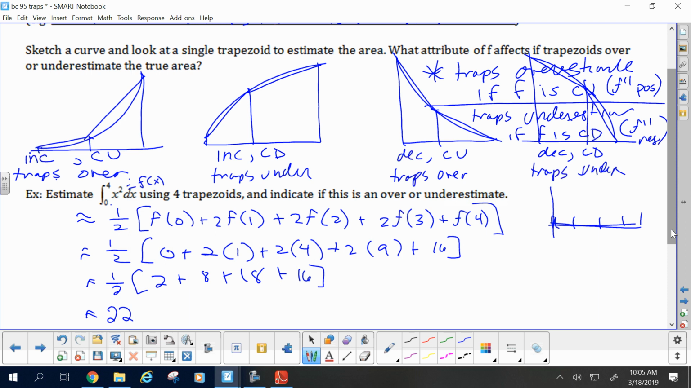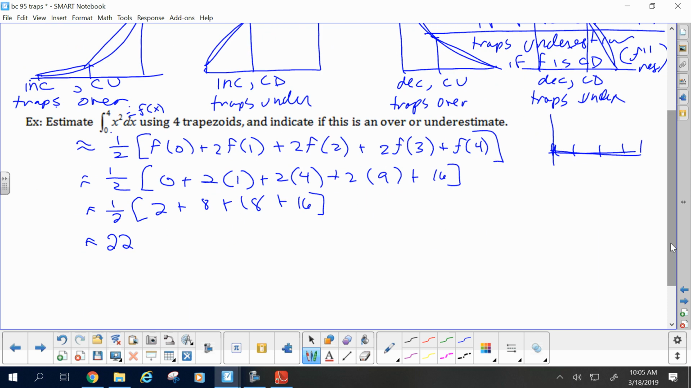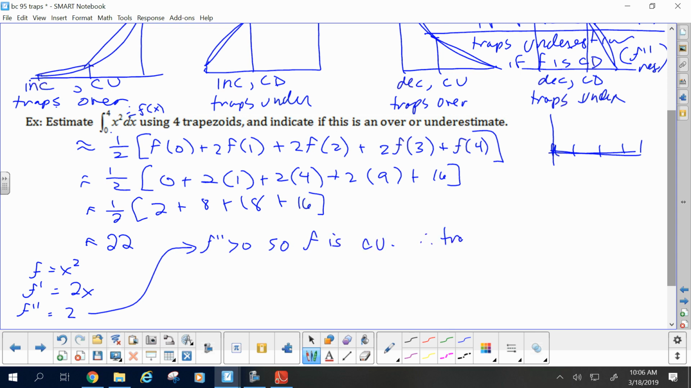All right, now the second part. Is this an over or underestimate, with justification? If f is x squared, then f prime is 2x, and therefore f double prime is 2. Now that implies that f double prime is concave up, or f is concave up? All right, so f double prime is greater than 0, so f is concave up. Therefore, if it's concave up, then trapezoids will over or underestimate? Over. Overestimate. The little picture goes a long way, just to remind you.